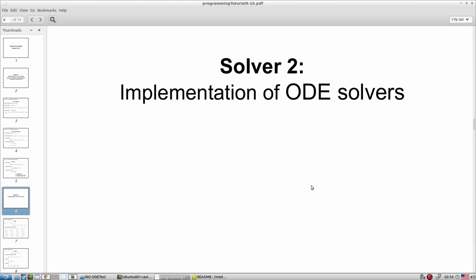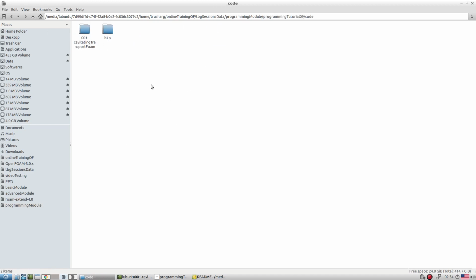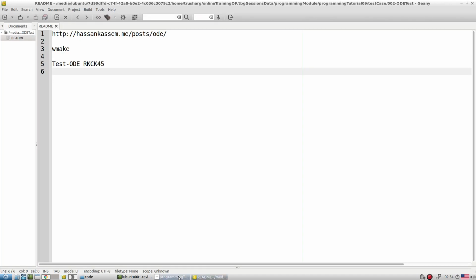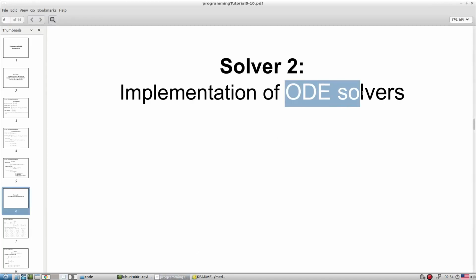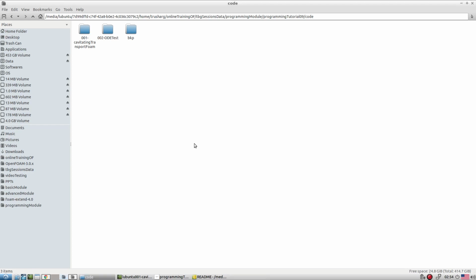So let's start with the coding area. Let's go to our test case, and here we are going to construct the new ODE solver. Let's say ODE solver, ordinary differential solver, we are creating. So 002, ODE test. I constructed the folder.